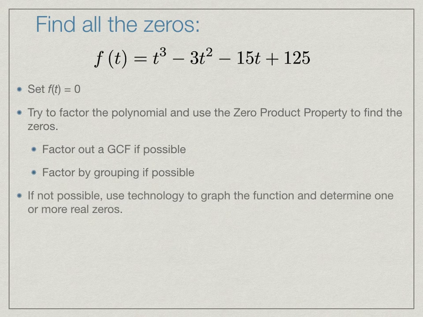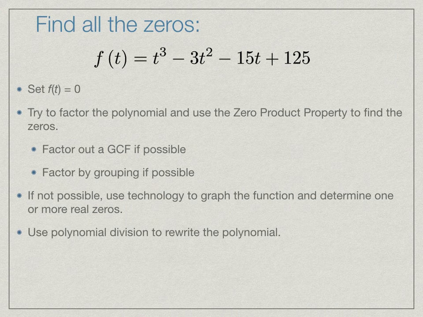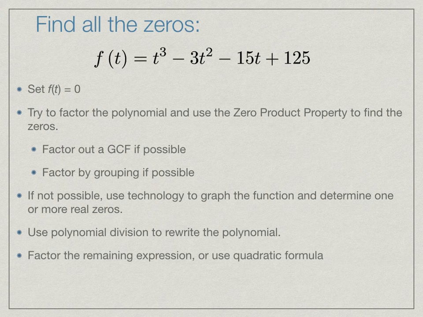If this is not possible, we can use technology, graphing calculator or some graphing app, to graph the function and see if there is at least one real zero. Then we can use polynomial division to rewrite the polynomial. We can factor any remaining expression or use the quadratic formula. So this is going to be our plan for solving this problem.